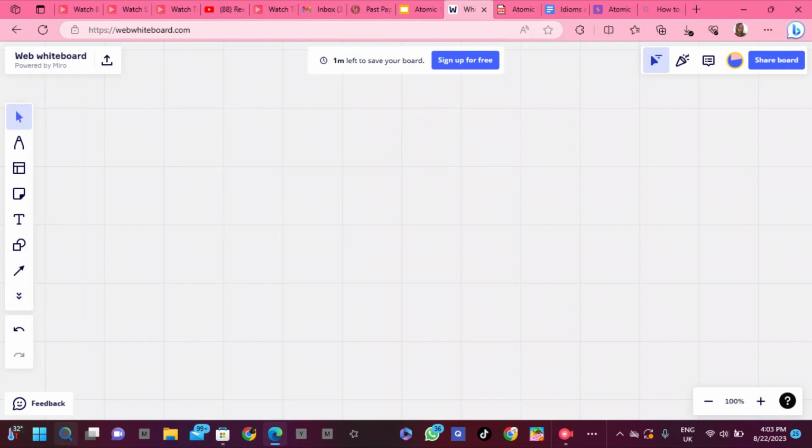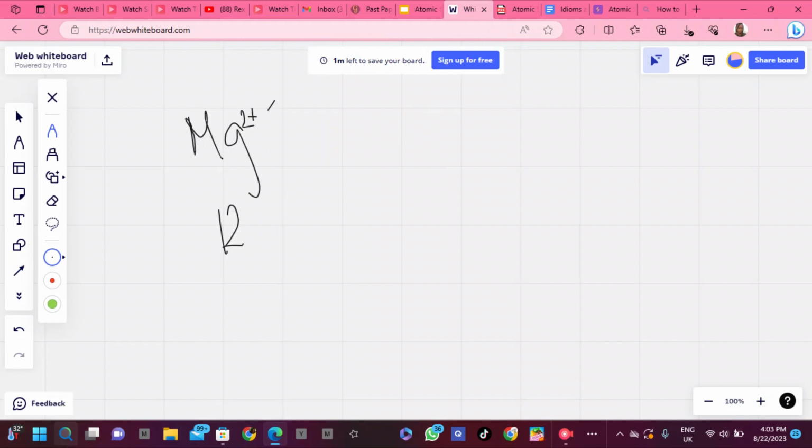Okay, so in the case of the Mg2+ ion, magnesium has an atomic number of 12. When it has a positive sign, it has lost electrons, so it still has 12 protons. The electrons change, but the number of protons doesn't change. Now in the case of a carbon atom, it naturally has 6 as its atomic number.